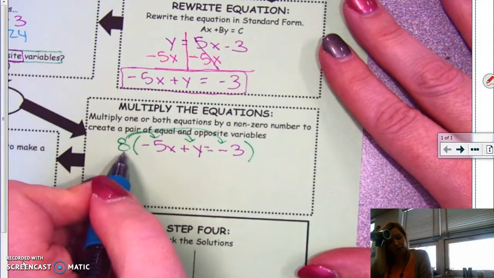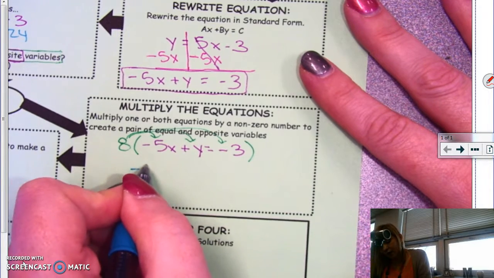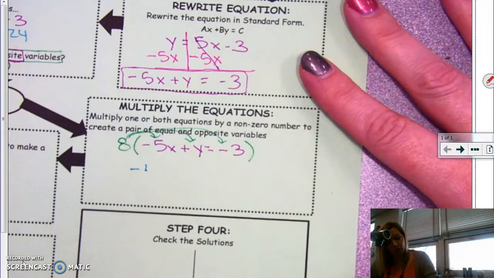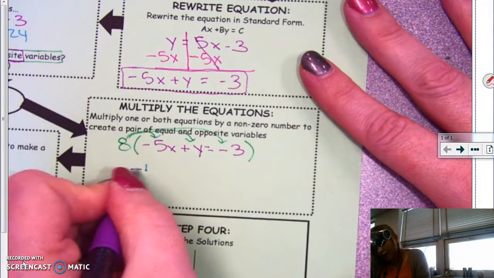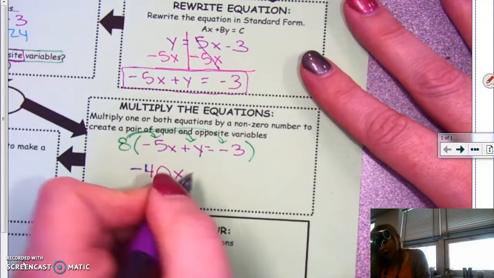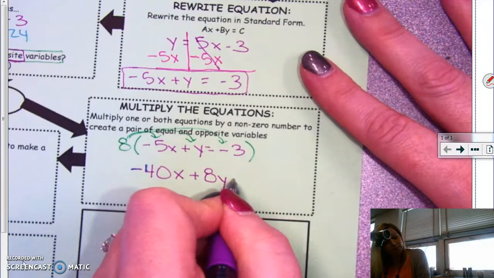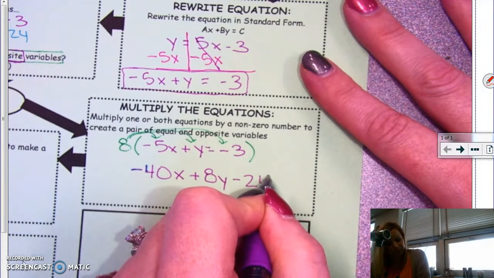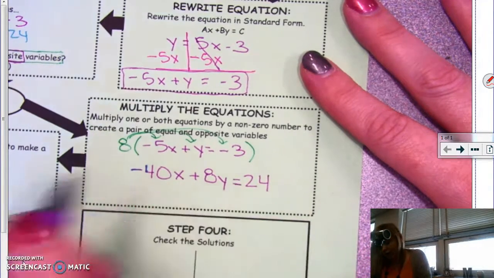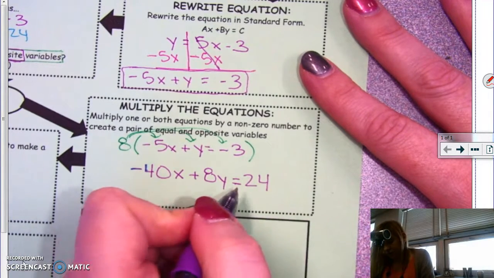So we have 8 times negative 5x, which would give me negative 40x. And 8 times y, there's our plus 8y now. And 8 times negative 3 is negative 24. Equals negative 24.